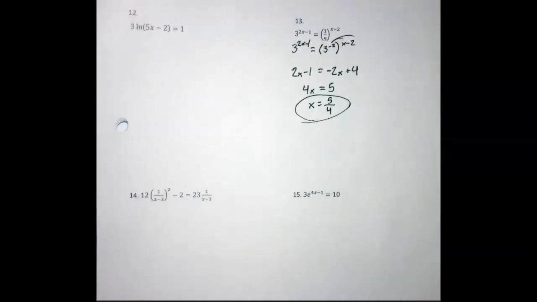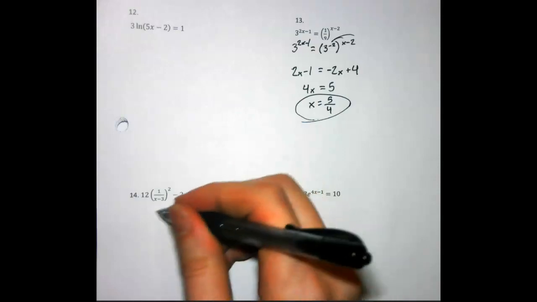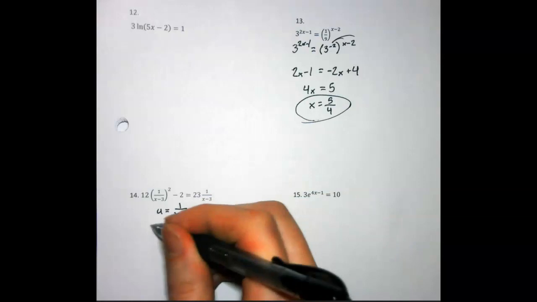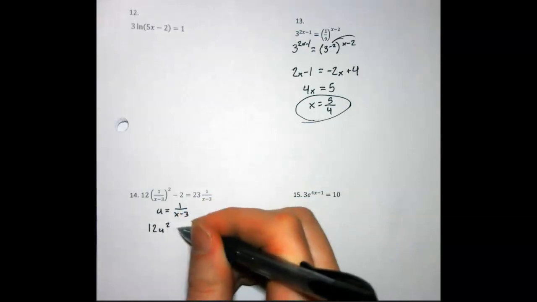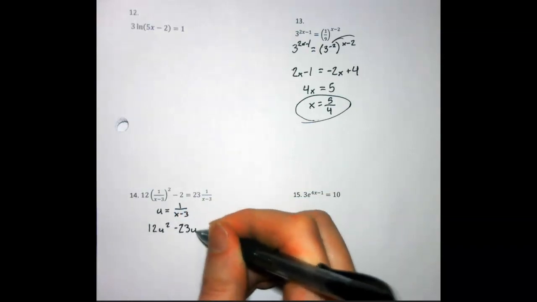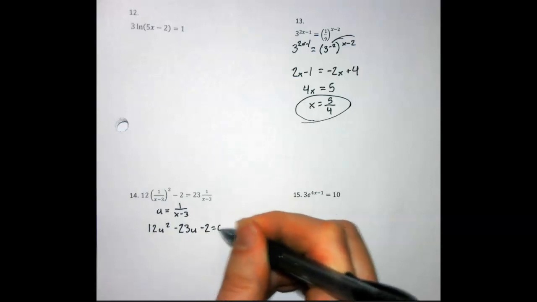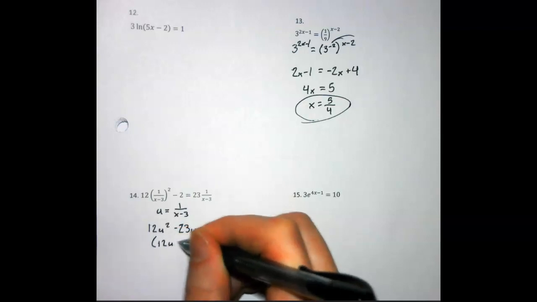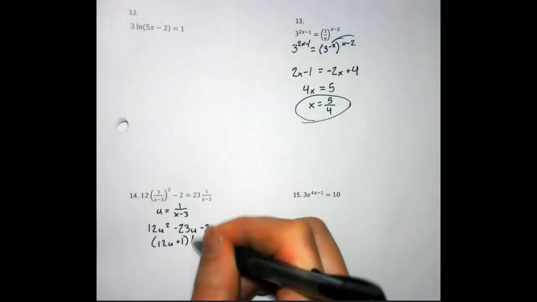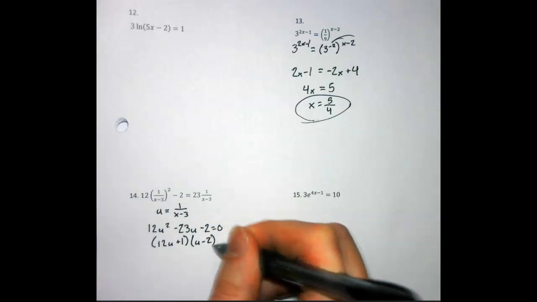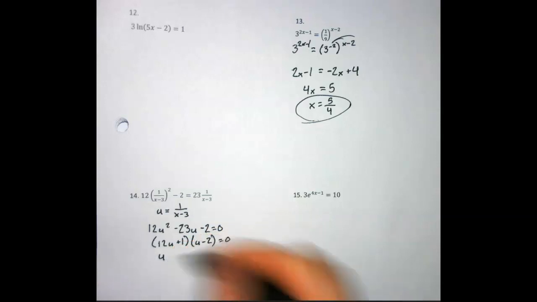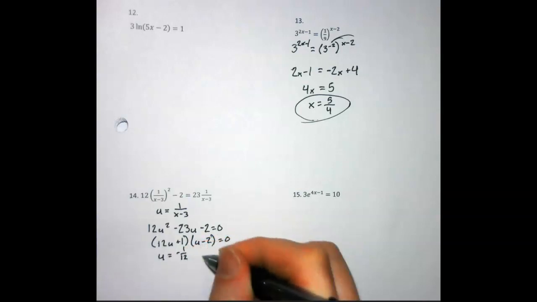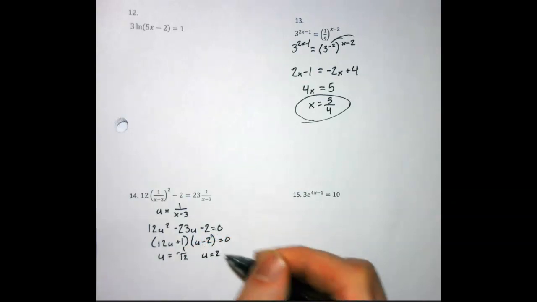For number 14, this is going to be everybody's favorite, u substitution. So we'll have 12u squared minus 23u minus 2 equals 0. Break this into 12u plus 1, u minus 2. So u equals either negative 1/12 or positive 2.